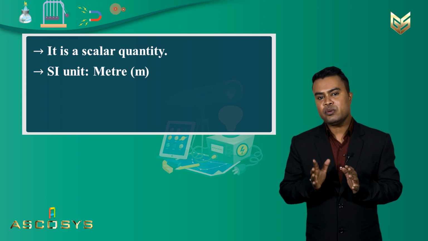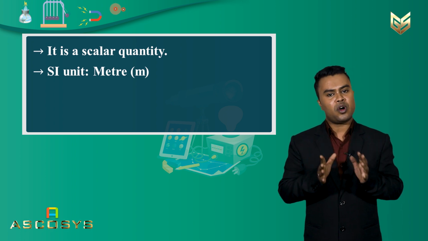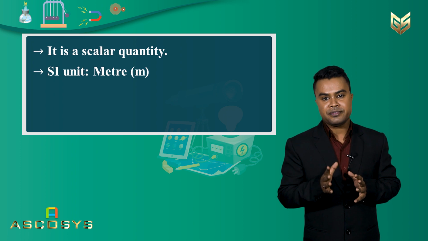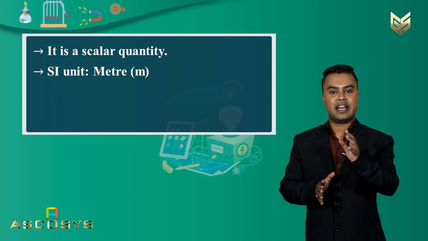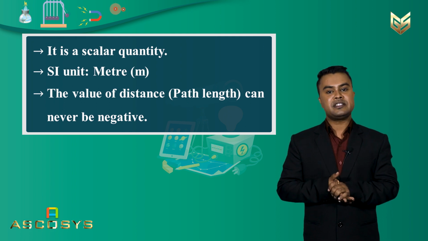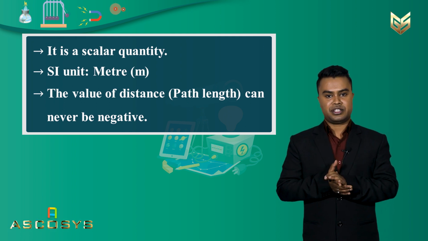Reaching point B was more important. The path was not important. It can take any path it wants to. So there is no specific direction, so it is a scalar quantity. Distance of a body can never be negative. It is either 0 or positive. So this is all about distance.